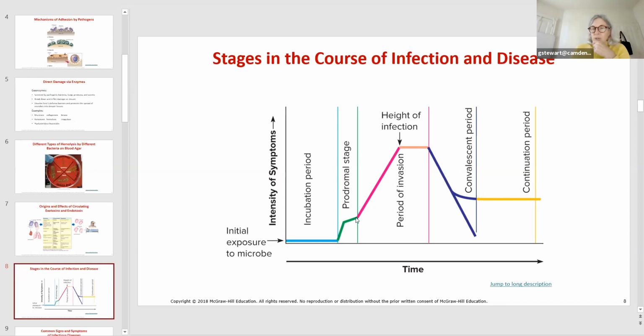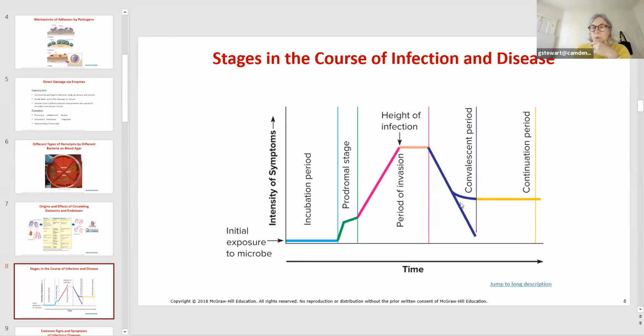Period of invasion usually has a range of time, because, again, if you are particularly healthy, your period of invasion or infection might be smaller. When you're younger, this tends to be a shorter period. As you age and your immune system ages, it tends to be longer. Or if you are battling two infections at the same time, that period might be longer.